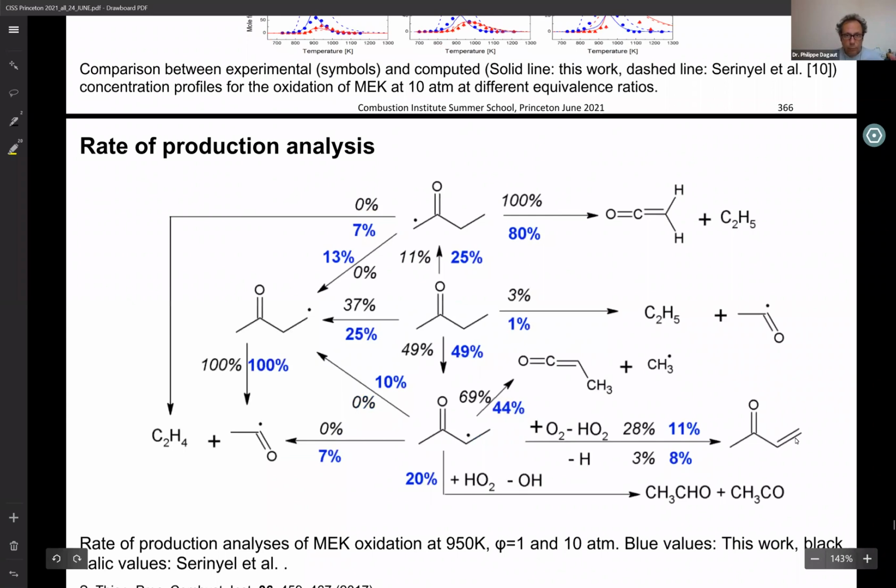This is a schematic representing the pathways with the two different mechanisms. So we can abstract an H atom from different groups, from this methyl group, this CH2 group, and this other methyl group here. And according to the modeling, the reaction proceeds mostly on this CH2 here, forming this radical that will produce methylvinyl ketone here, but also which can produce acetaldehyde, which were measured in the experiments.